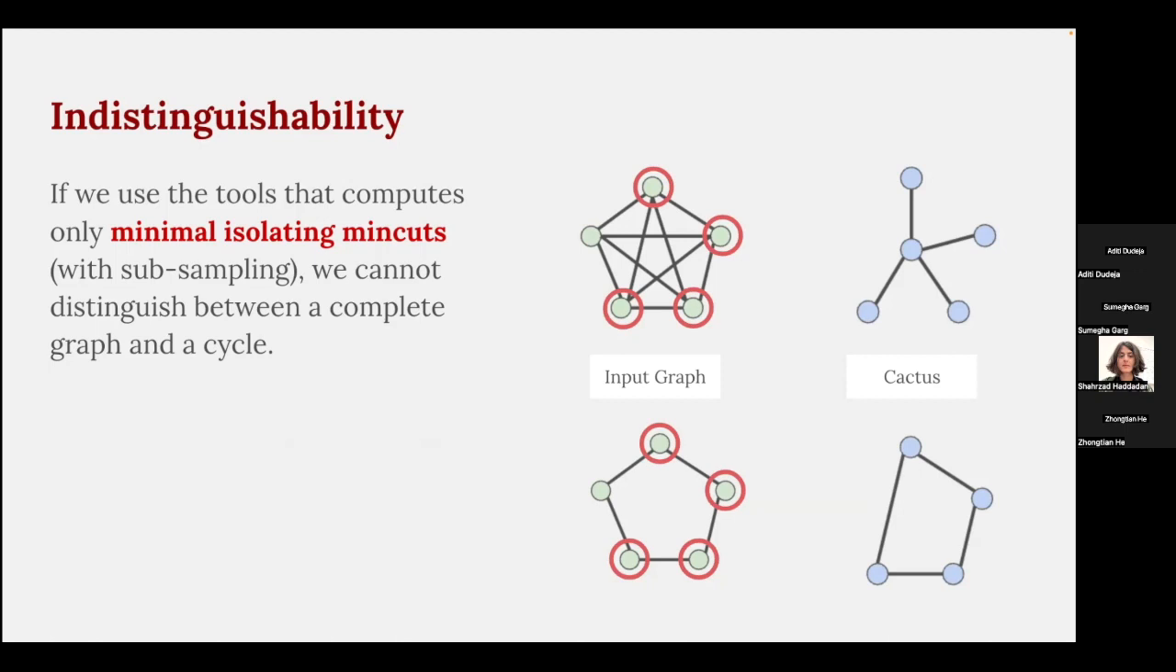So let's try to use the minimal isolating mincuts to compute it, to see what cuts we can get. But it turns out that regardless of how you sample the terminals, the minimal isolating mincuts will always return the singleton in both cases. So that means you cannot distinguish them naively.